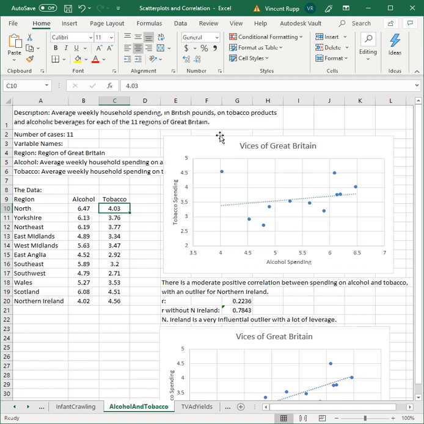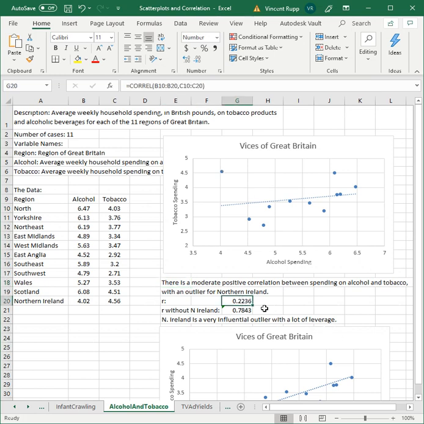So if you look at this, we make the scatter plot. We're not really trying to predict one or the other here, so it doesn't really matter which one is X and Y. So I just put them in the order they are with tobacco on the Y-axis. So you can see there is kind of a relationship here in that it's going up. So I'd say a moderate positive correlation between spending on alcohol and tobacco. But this is Northern Ireland, this last point here, which is quite an outlier because it's very low in the alcohol spending, but it is the highest in the tobacco spending. So what's going on with that?